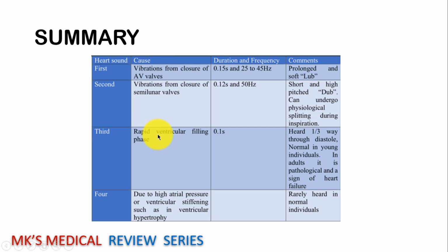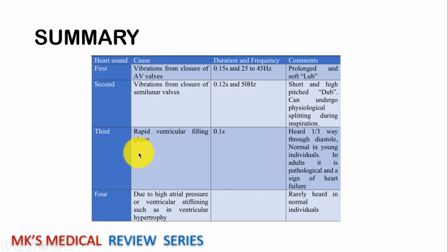And the third heart sound is due to rapid ventricular filling. It has a duration of 0.1 seconds. It's heard one third of the way through diastole, so it's normal in young individuals. In adults, it is pathological and a sign of heart failure. S3 is much closer to S2 than it is to S1. S4, on the other hand, is due to high atrial pressure or ventricular stiffening, such as in ventricular hypertrophy. It's rarely heard in normal individuals, and it's much closer to S1 than it is to S2.